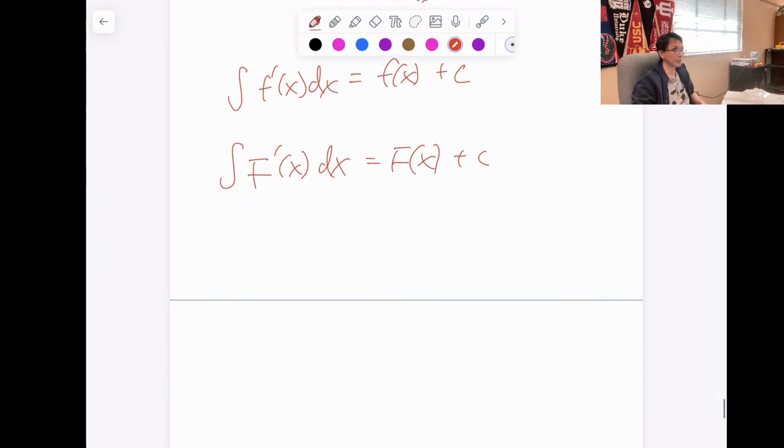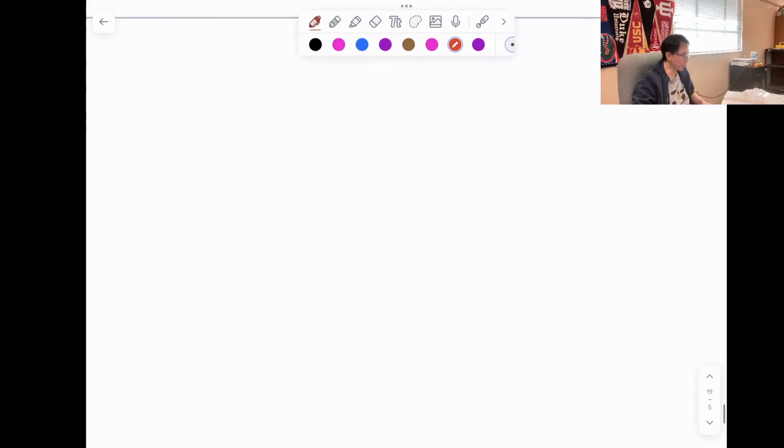Yes. So when you take the integral, if there are multiple functions, you need to do each one, right? Exactly. We're going to talk about that. That's a good thing that you mentioned.